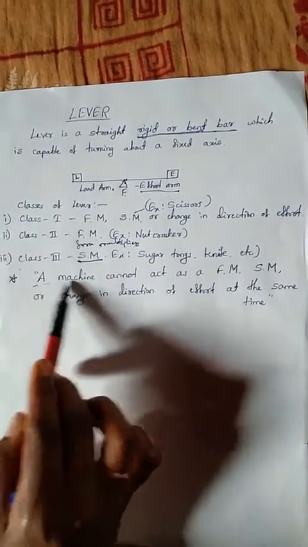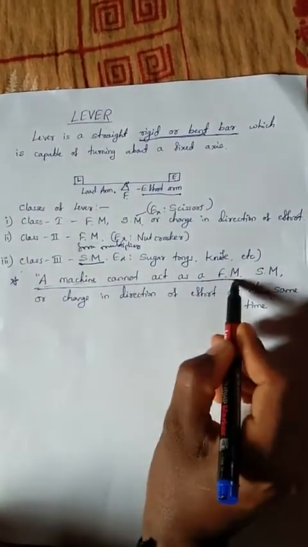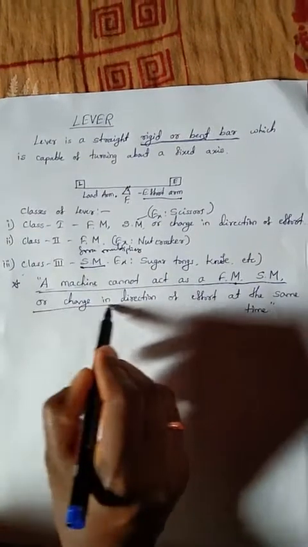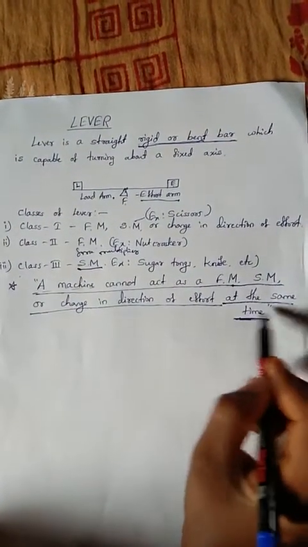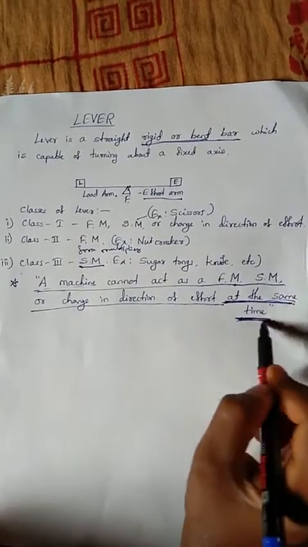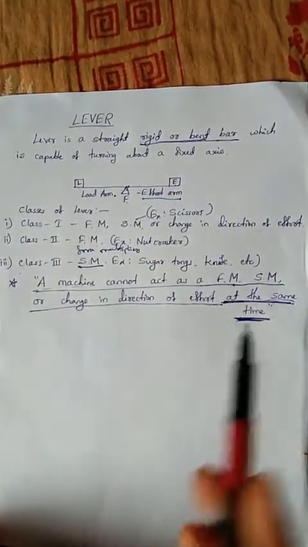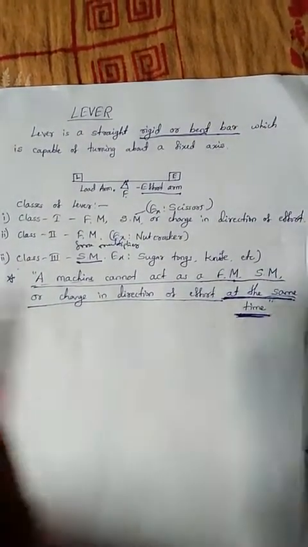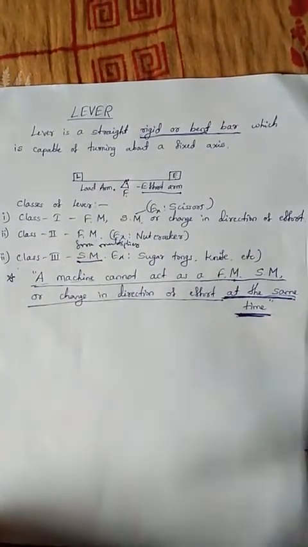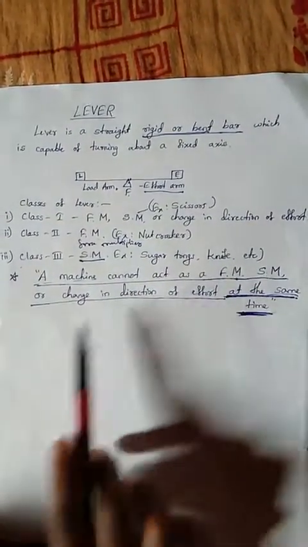Make note of this. A machine cannot act as a force multiplier, speed multiplier and change in direction at the same time. They may act as a force multiplier or a speed multiplier or change in direction of effort for different machines of different classes. They will not act at a time in these three cases.